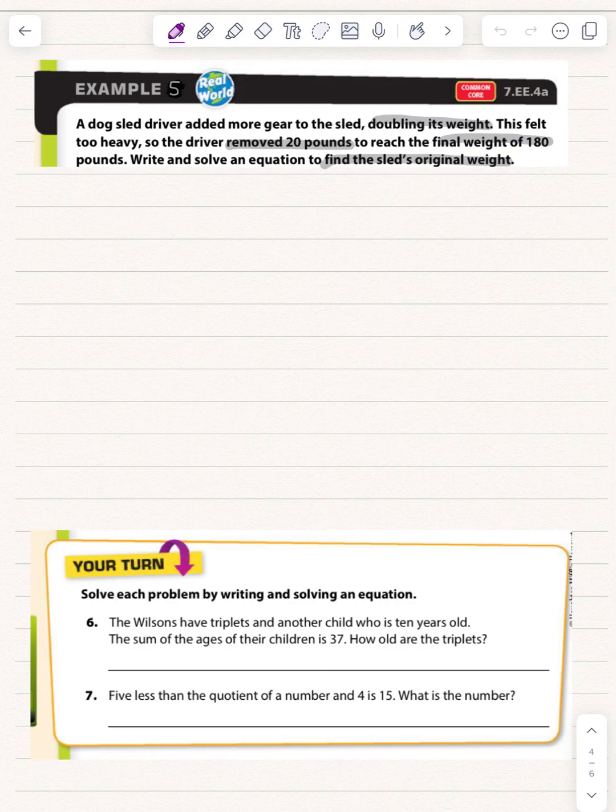We're going to use W to represent its original weight. We said the first thing he did was double it, so that's 2W. And then he removed 20 pounds. Remove is probably subtraction. And then the final weight, so equals 180.